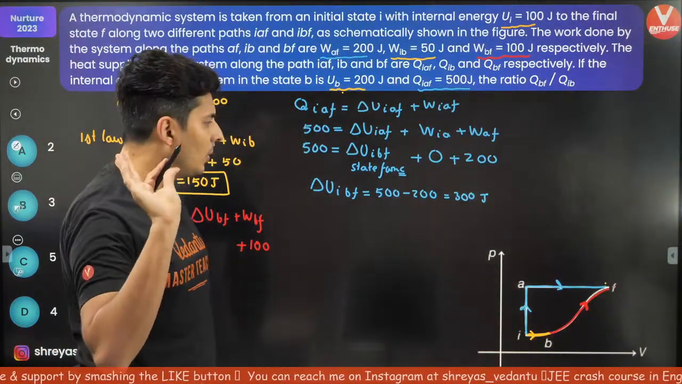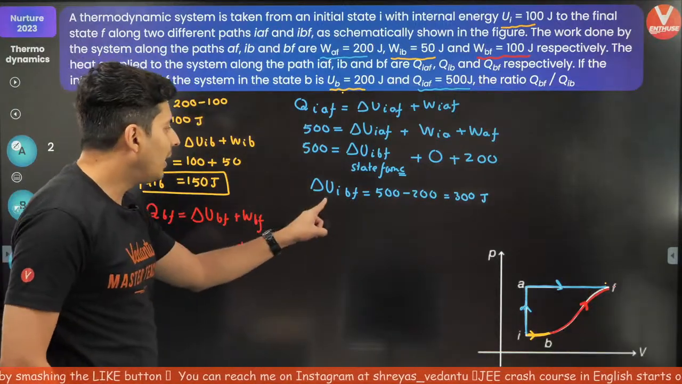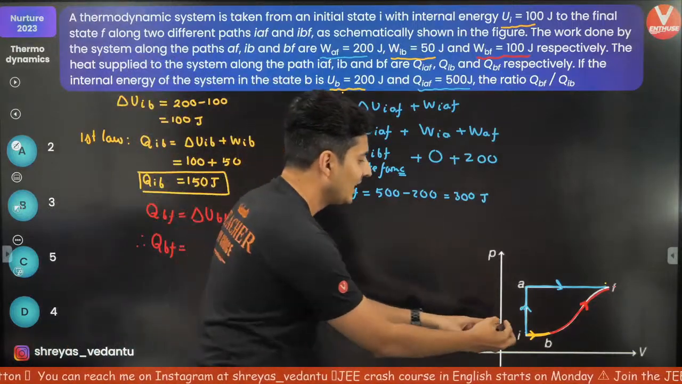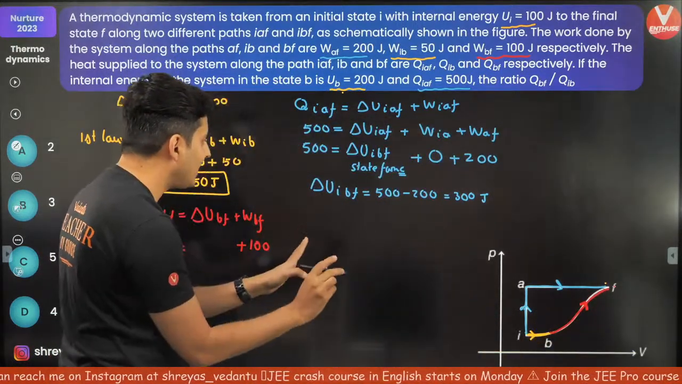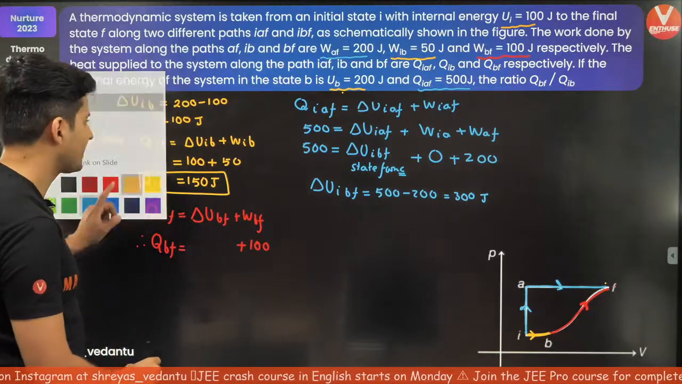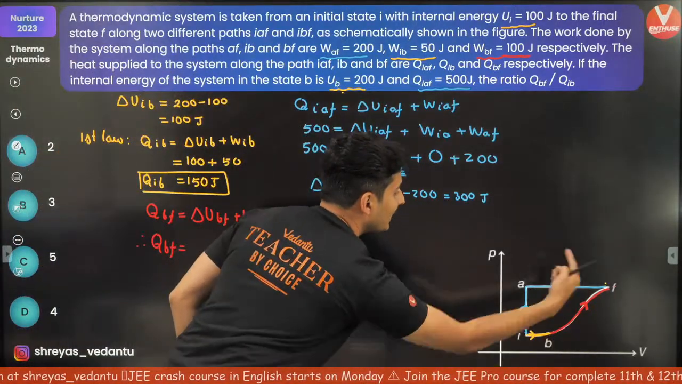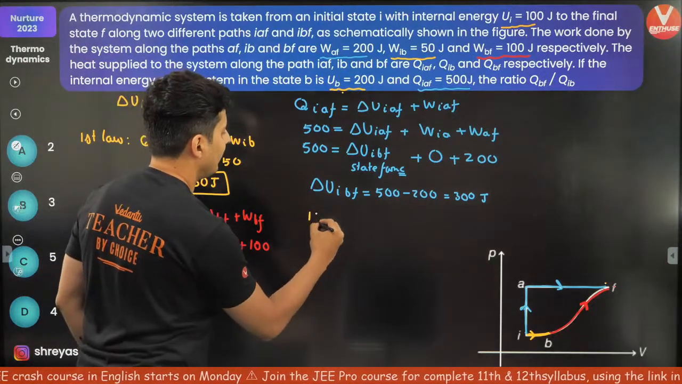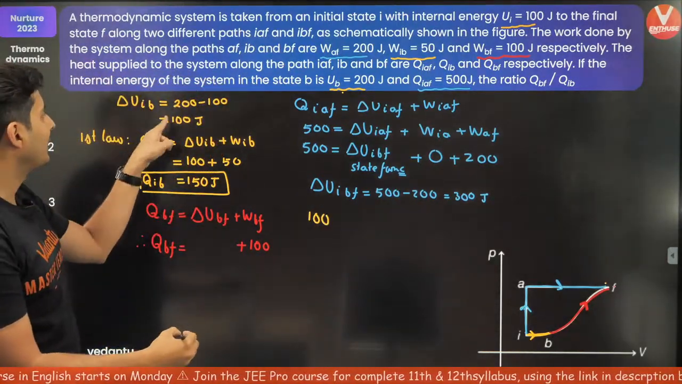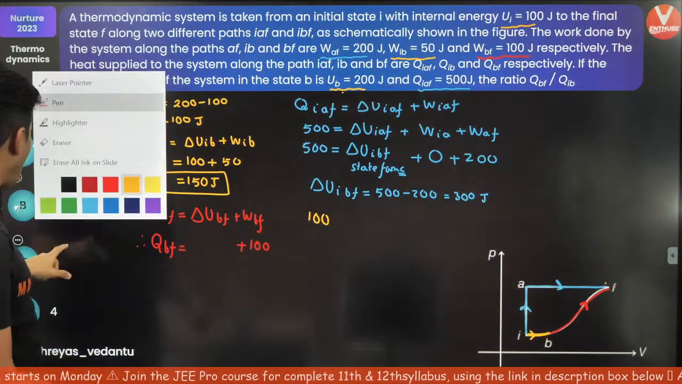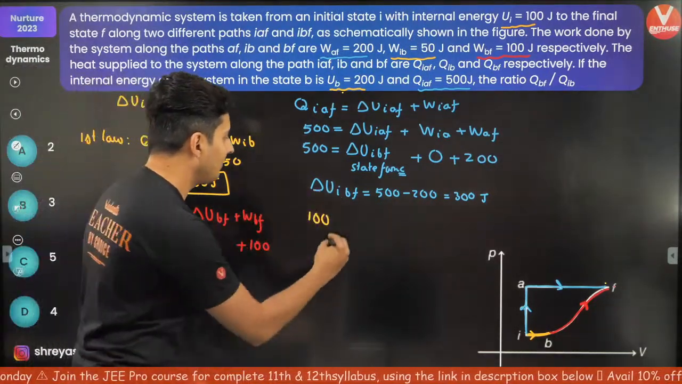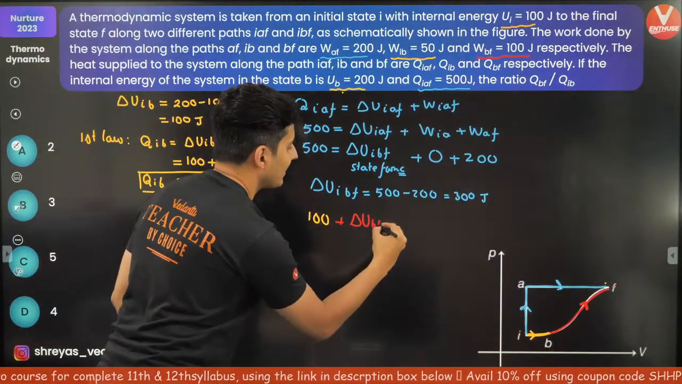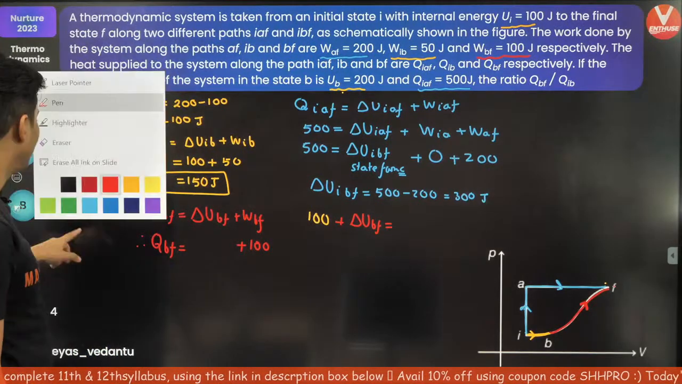Perfecto? Agreed? Excellent. Now, delta U IBF, the change in internal energy in this process, is from I to B plus B to F. What is from I to B? I think I got it. It was 100. I had found it out right over here. I to B was 100, and from B to F, that's what I need. Delta U BF is exactly what I need. I hope that is clear.